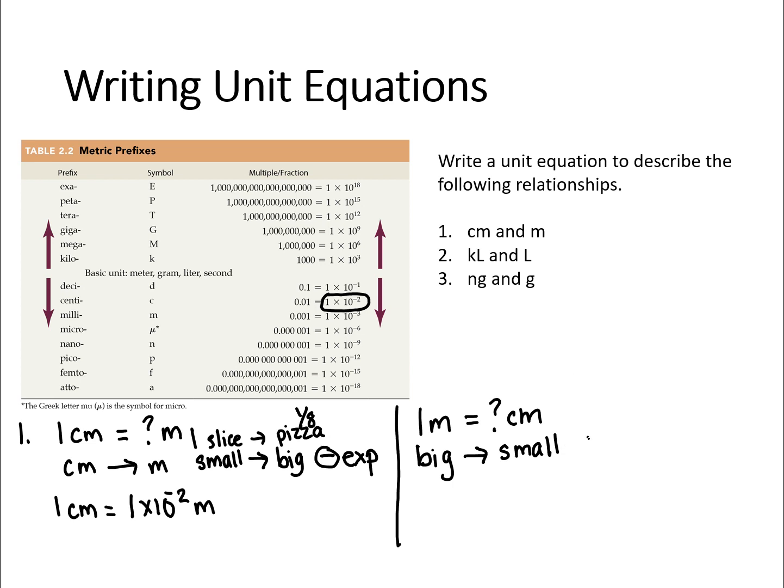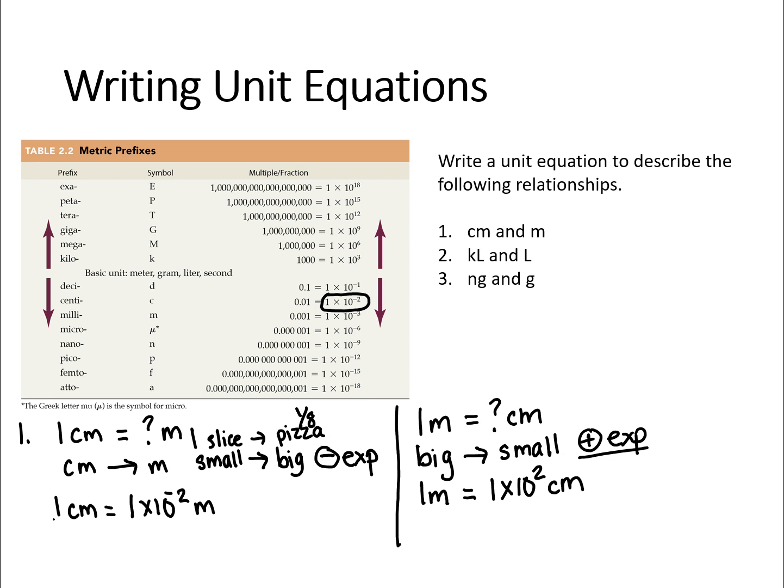So when we're writing this down, we're going to have a positive exponent. So we're going to take 1 meter and it's going to become a number bigger than 1. So 1 meter is equal to, you look at the number on the chart, ignore the exponent, because we're figuring out the sign of the exponent by which direction we're going. We're going from a bigger unit to a smaller unit. So we're going to have a positive exponent because we're going to have a bigger number. There's more than 1 centimeter in 1 meter.